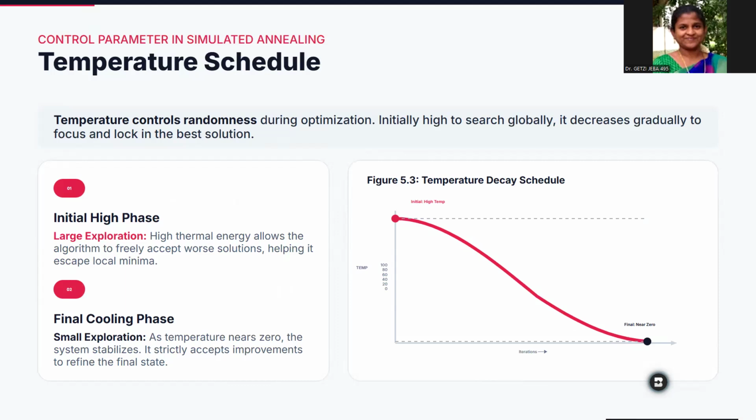And the next one is you fix the temperature schedule: temperature-controlled randomness during optimization. Initially high to search globally, then it decreases gradually. The temperature is initially set high, then gradually reduces to zero as you do the annealing process. When your temperature is high, it will have a random exploration phase, and when you gradually cool down, it will go for an exploitation phase, searching for the best solution very near.